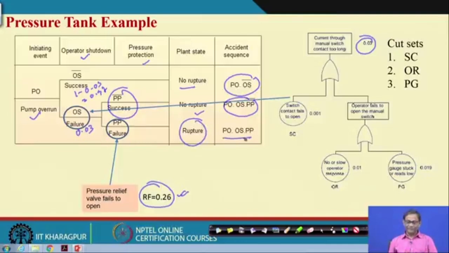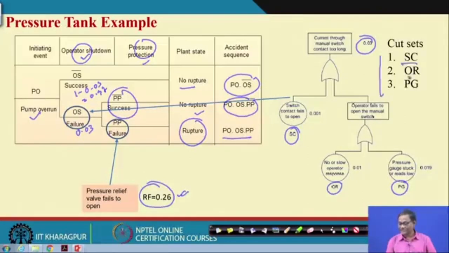this is the third scenario. Now as we have discussed earlier, in the same manner you just find out the fault tree for this. Here in this particular example, when we are developing the operator shutdown fault tree, we are finding out three basic events linked with an OR gate, and as a result you are getting three cut sets like this. So if I say the failure here is F1, then F1 is SC plus OR plus PG.